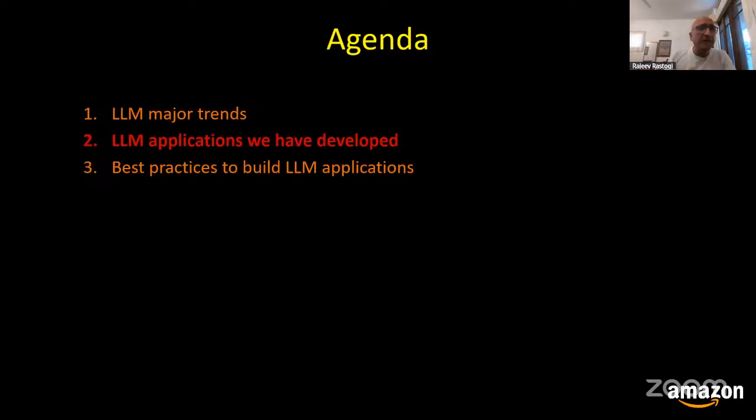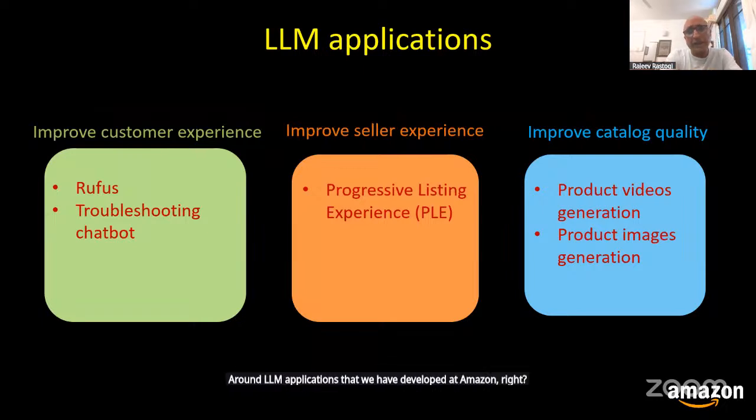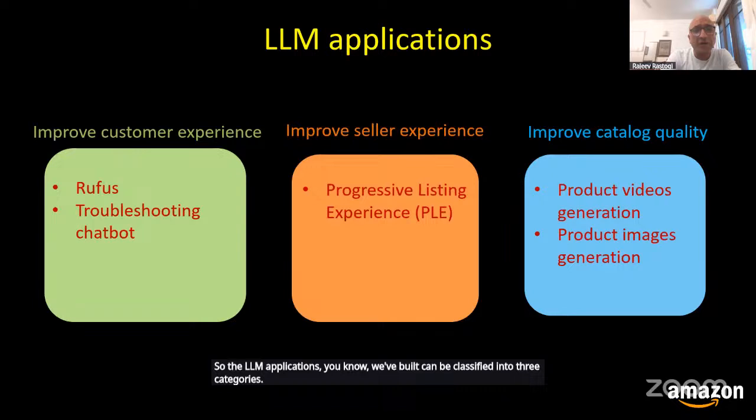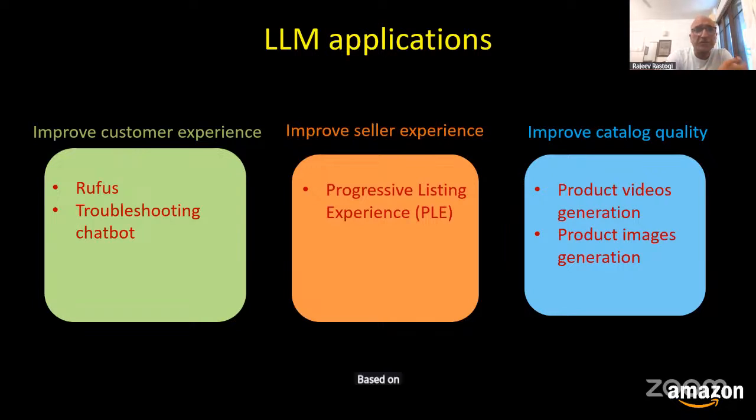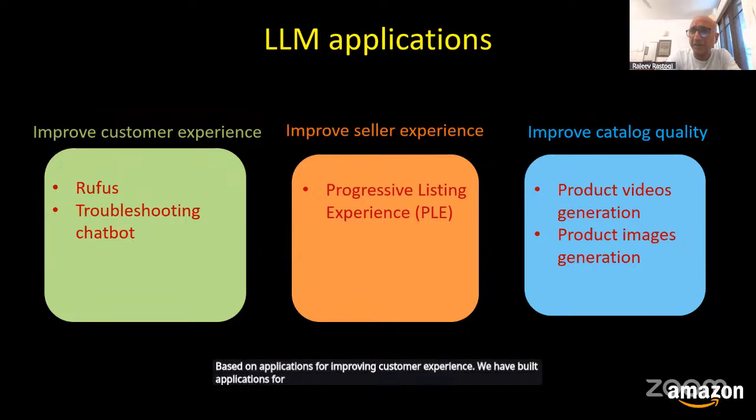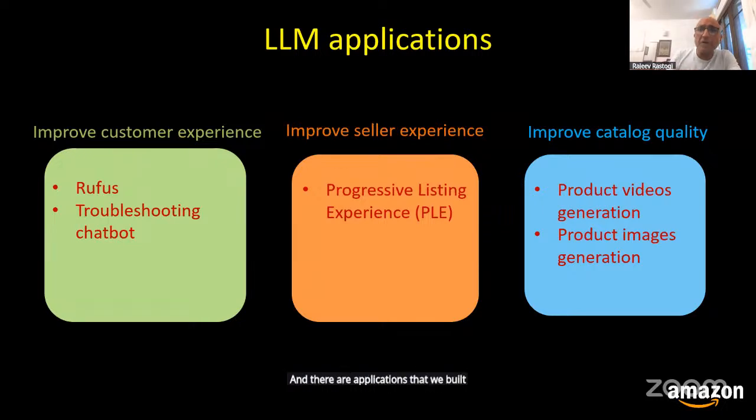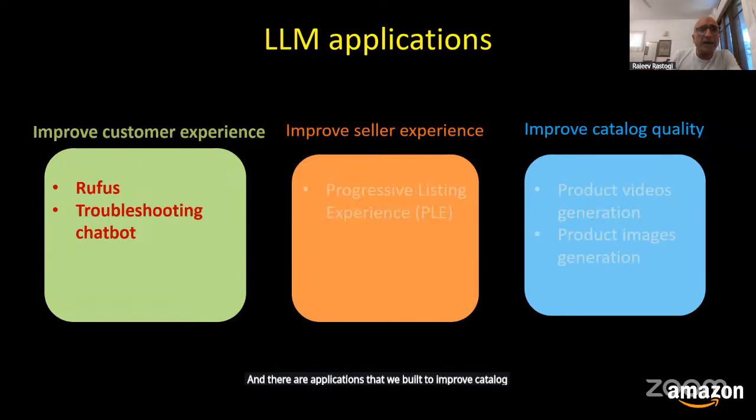Now, moving to the second part of my talk around LLM applications that we have developed at Amazon, right? So the LLM applications we've built can be classified into three categories based on applications for improving customer experience. We have built applications for improving seller experience, and there are applications that we built to improve catalog quality, right?